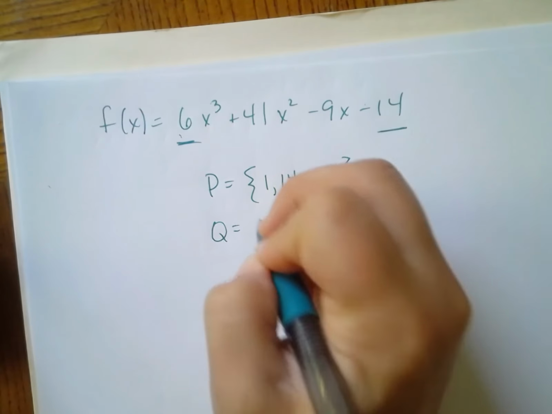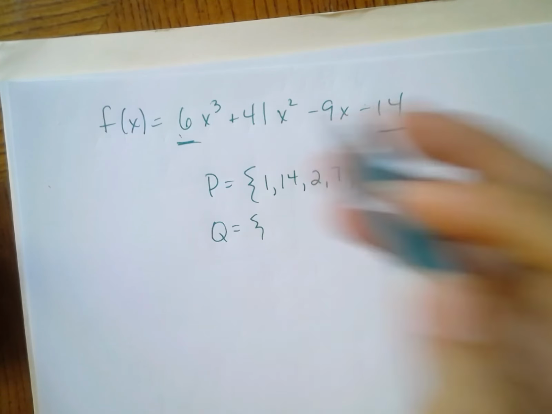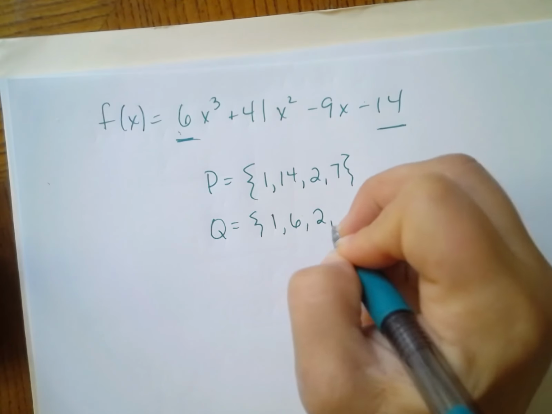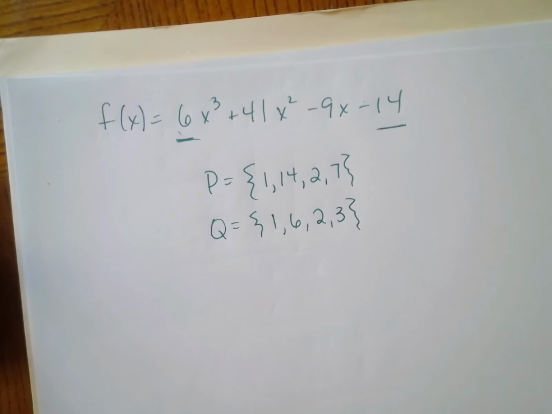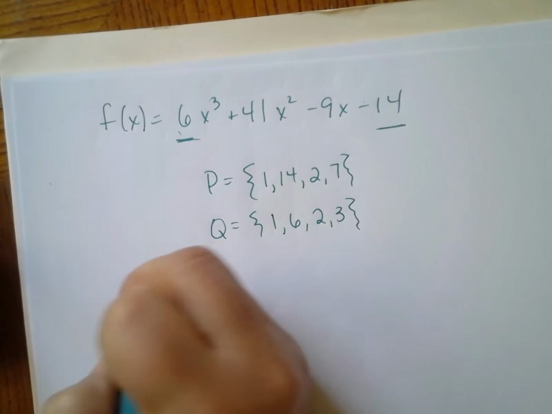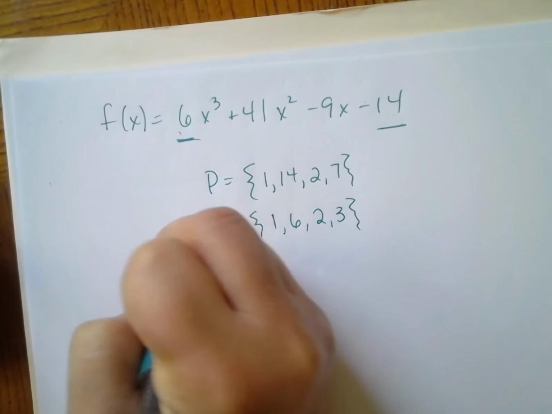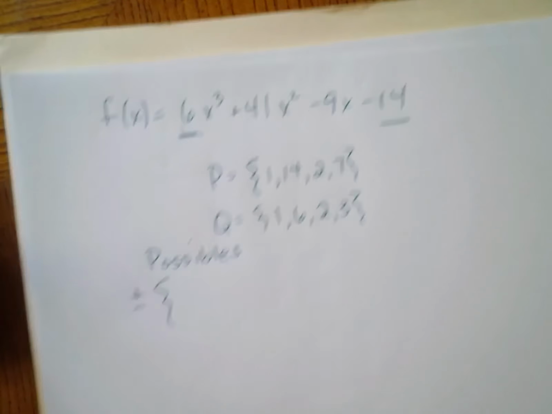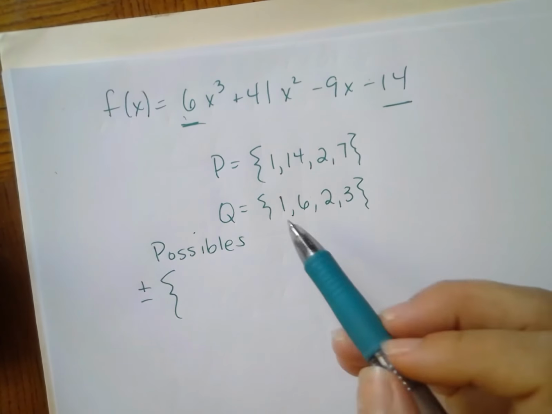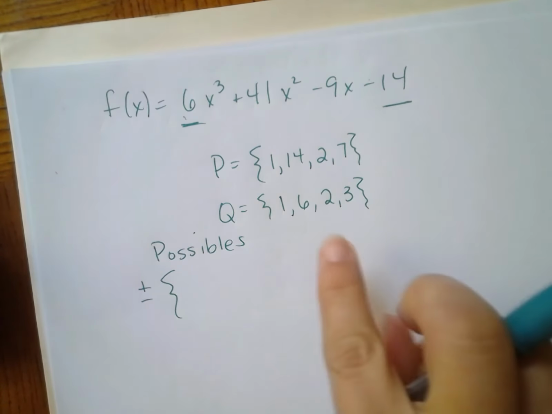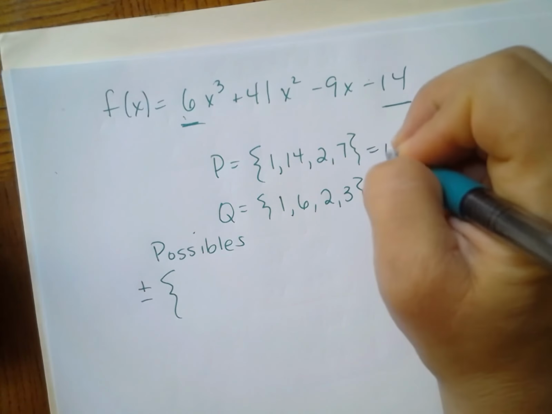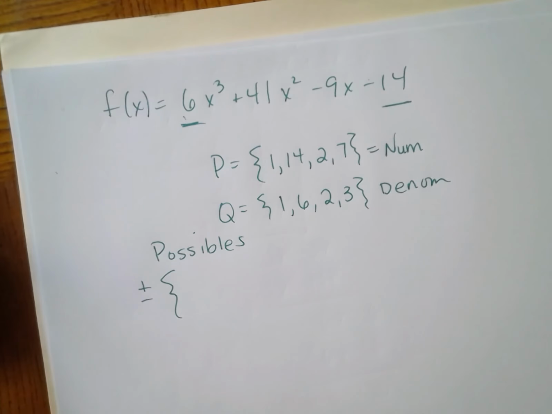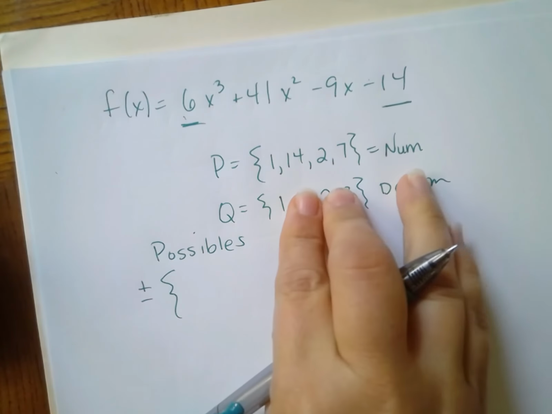My q's: this time my leading coefficient is 6, so I have a few more to check. I have 1 times 6, and 2 times 3 will also give me 6. So for my possibles, I choose a denominator and then put all of my numerators over that one. These are the numbers in the numerator and these are the ones in the denominator, okay? So first I'm just going to choose 1 to be in the denominator.